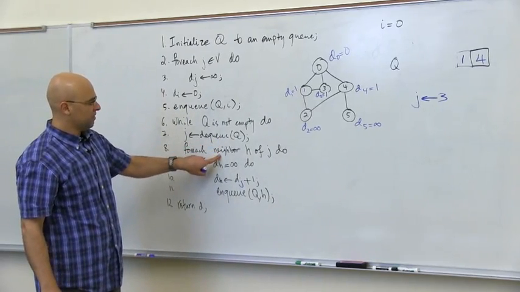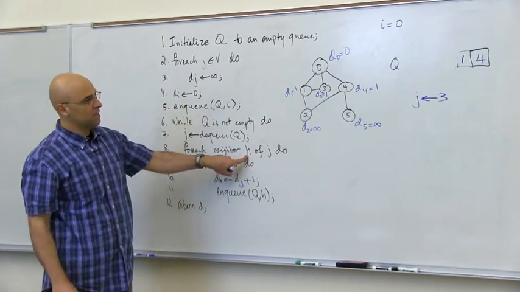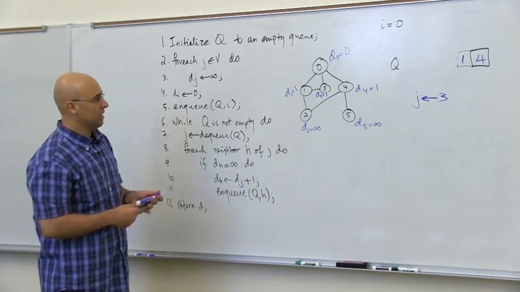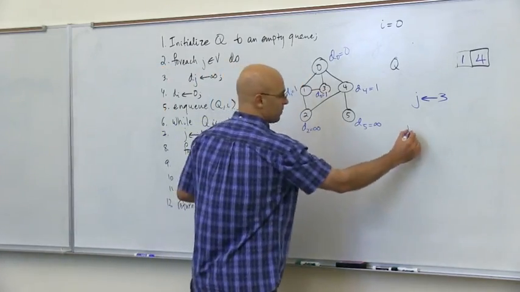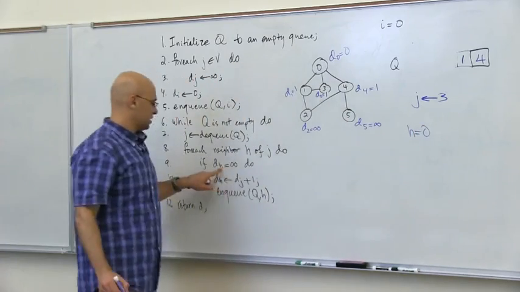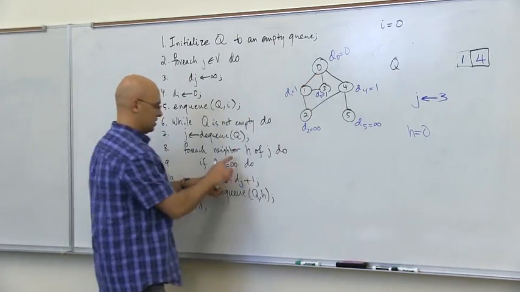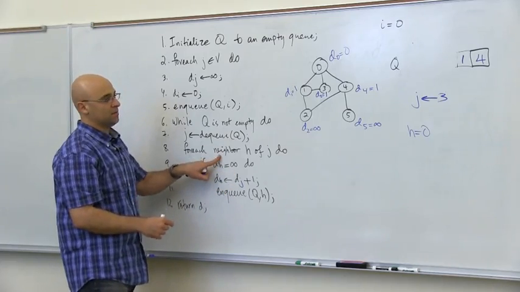We now ask for every neighbor h of j. j is 3. Now let's look at every neighbor of node 3. So what are the neighbors of node 3? It has 2 neighbors, 0 and 1. So the first one is h is 0. We ask, is d of 0 infinity? The answer is no. So this doesn't work. We don't come inside this. The condition doesn't hold. We come to the other neighbor.